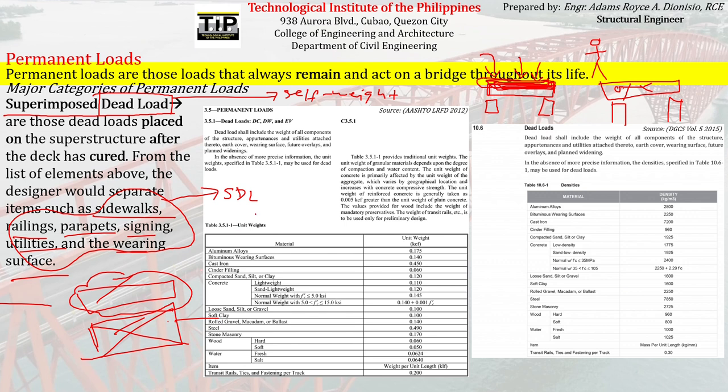Tsaka, ang main reason talaga dyan, guys, why we separate superimposed dead load for the case of bridge design, is kasi iba yung load factor for superimposed dead load sa load factor for dead loads or self-weight. Okay? Iba yung load factor for SDL. Kunyari, ang load factor sa kanya is 1.1. Sa dead load, sa self-weight, ang load factor is 1.2, mga ganyan. So, magkaiba sila ng load factor. So, hindi mo sila pwede pagsamahin.